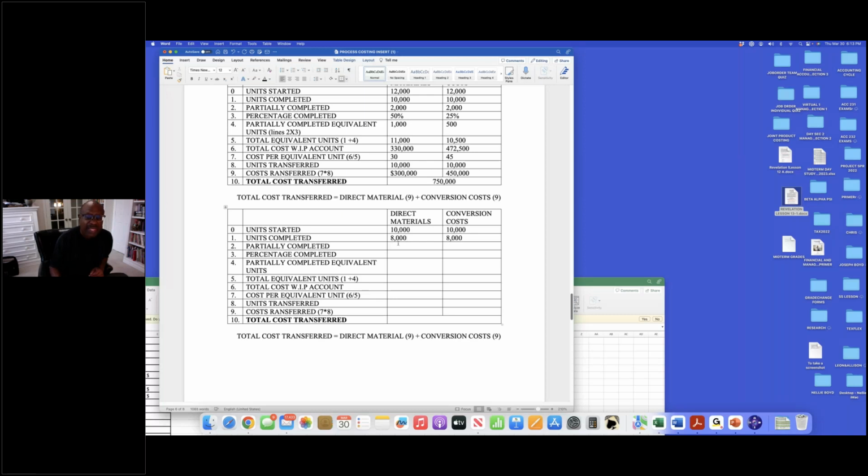Correct. And 50%. So the raw materials is 50%. So what's 50% of 2,000? That shouldn't be too hard. 1,000. Our total equivalent units, when we add line 1 and line 4, is going to be what? 9,000? 10,000.